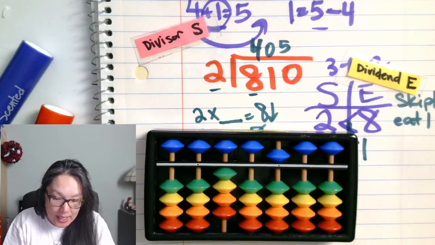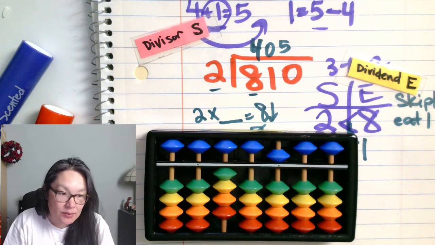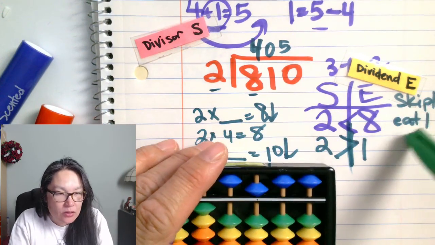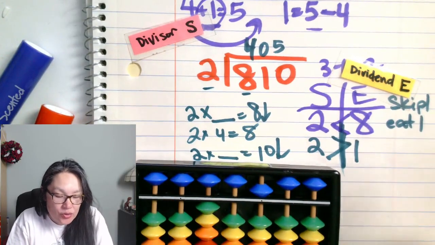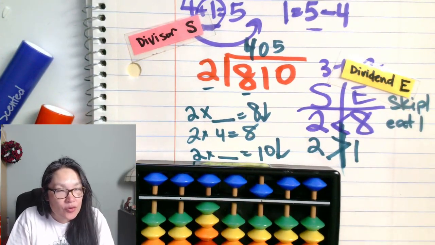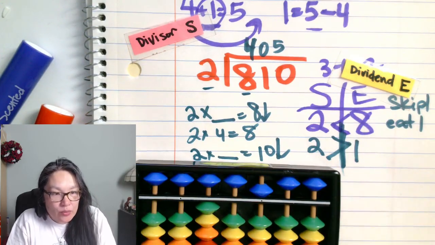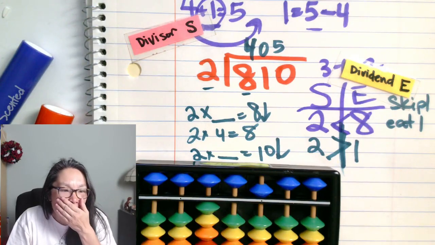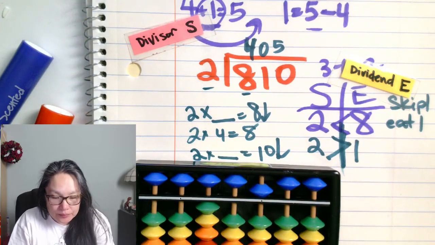And I like the abacus method when we do division. It makes sense to me. Just because of these little rules that we need to understand. When we understand these rules, I mean, these are the main ones. There's a few other rules in division, but these are the main ones. Oh, I'm going to need to see that again.